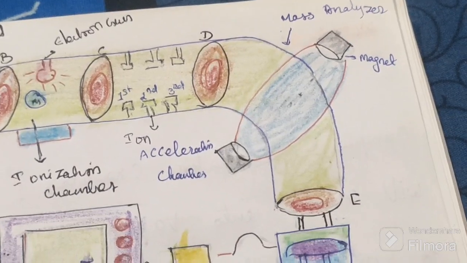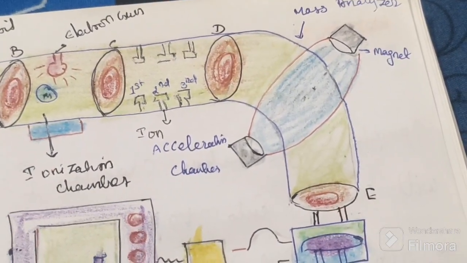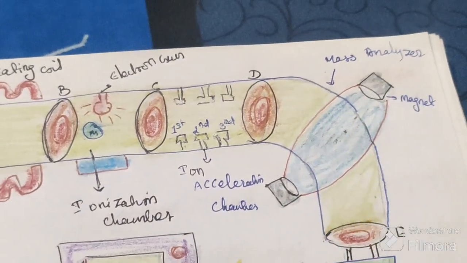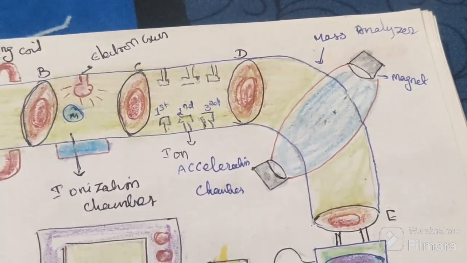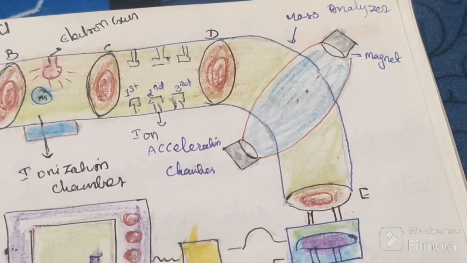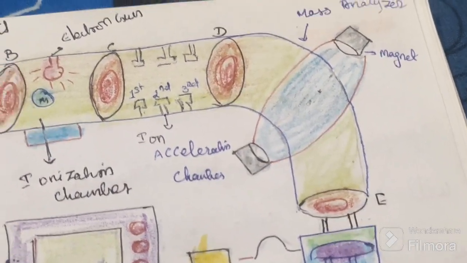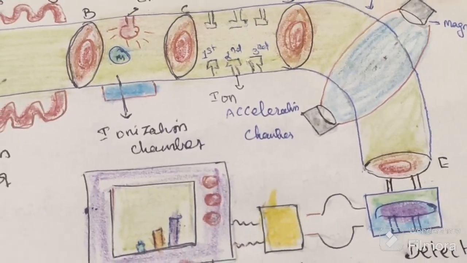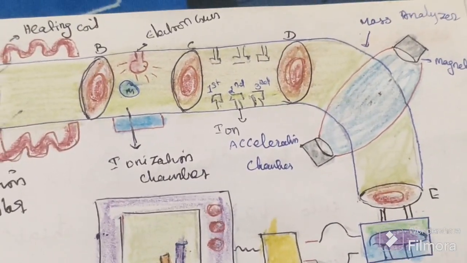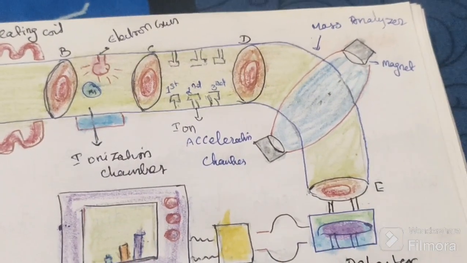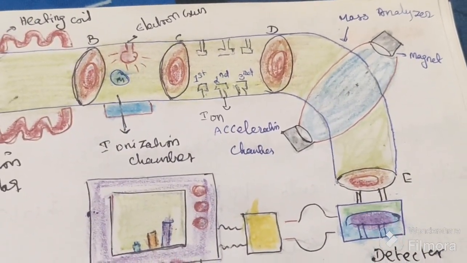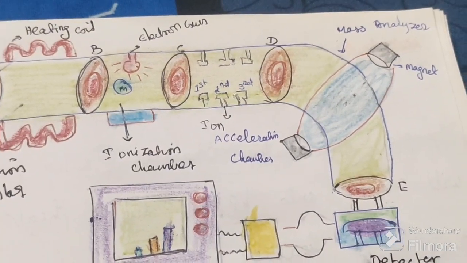The fourth one is the mass analyzer. Here a magnet is present, and the magnet will form a magnetic field. Due to the magnetic field, deflection of the ions takes place. So this is all about the instrumentation of the mass spectrometer.